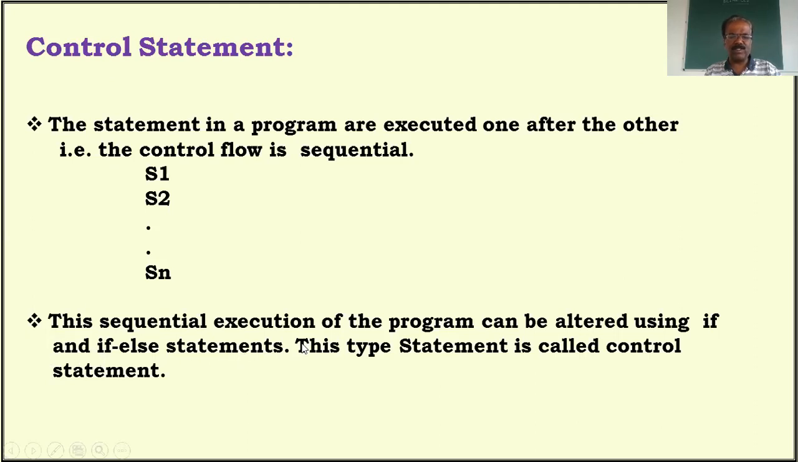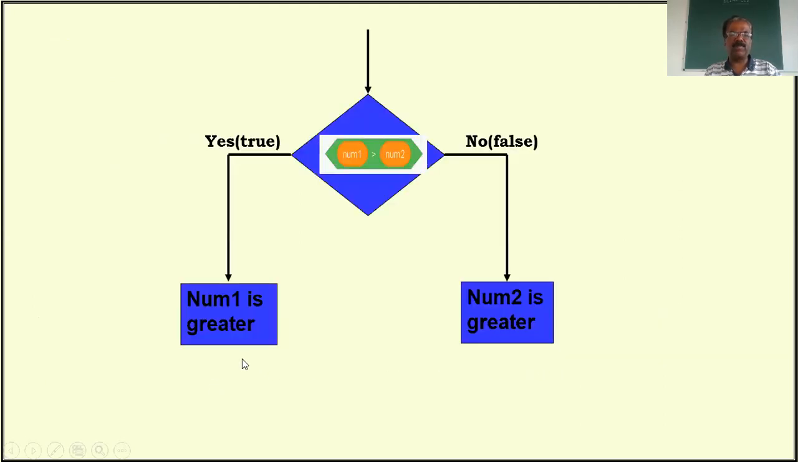This sequential execution of the program can be altered using an if statement, an if else statement, or something called a nested if else statement. This type of statement is called a control statement.